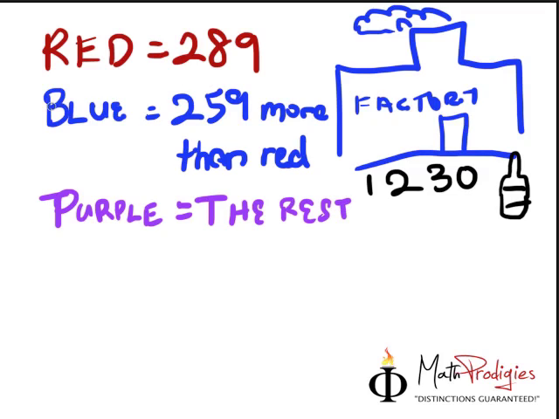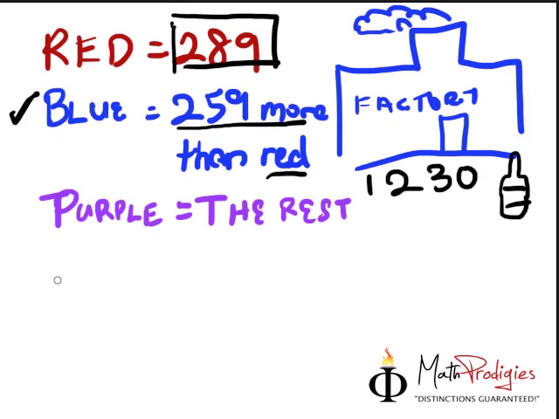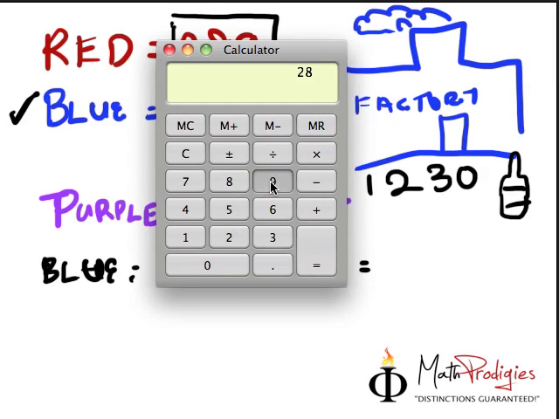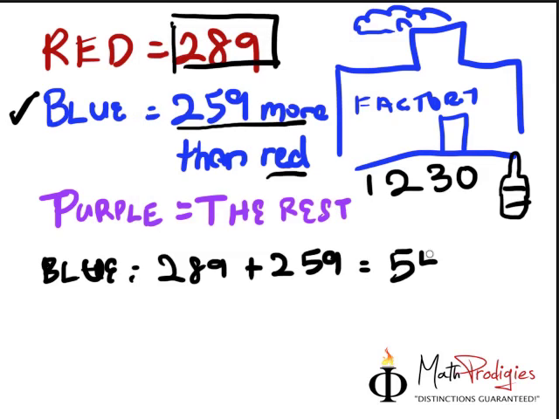Now, here's the question. How do I know how many blue bottles I have? They said that it's 259 more than the red. So the red is 289, right? So how many blue do we have? Blue is equal to 289 plus 259. Let's take out my handy dandy calculator and add it together, and we get 548.